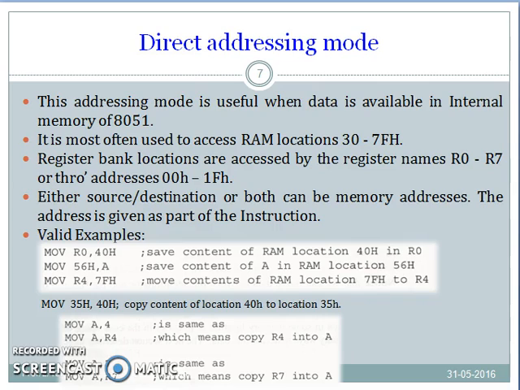40H into register R0. Or if you write MOV A, 04, it means copy the content of the memory location 04 into A, which is the same as saying copy the register value R4 into accumulator A.